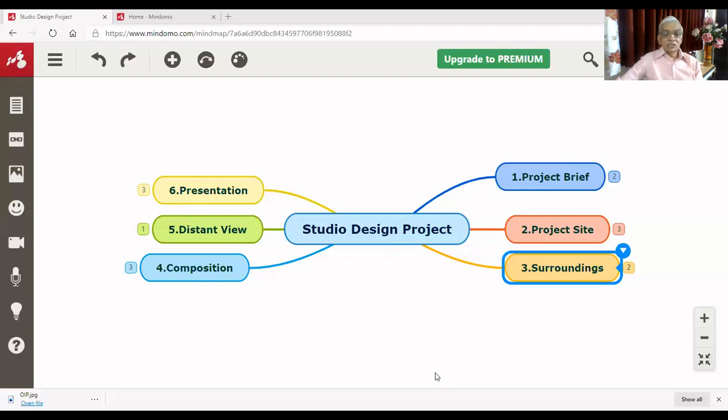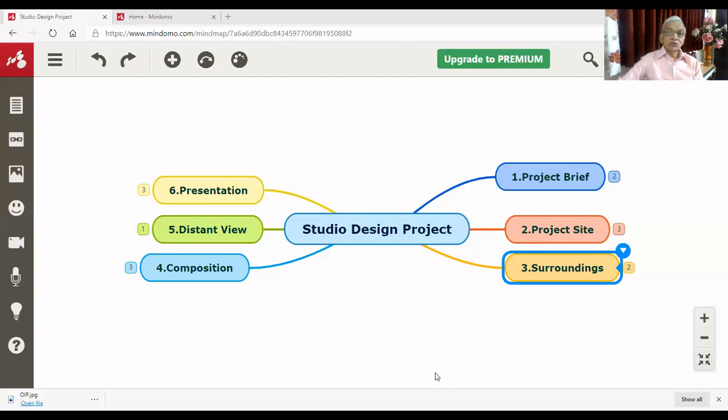Now, how these interesting features can be included in your design, that you need to think about while you are doing the composition, while you are understanding the site, and while you are trying to have your brief converted into design on your site. And finally, the presentation.